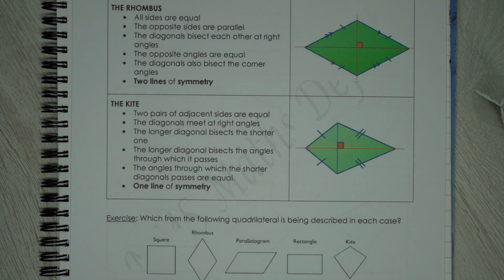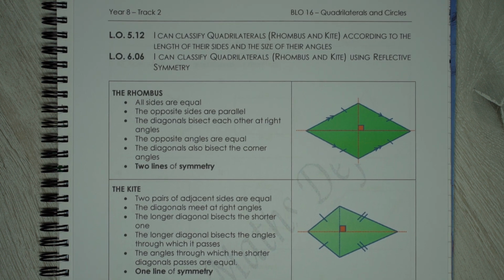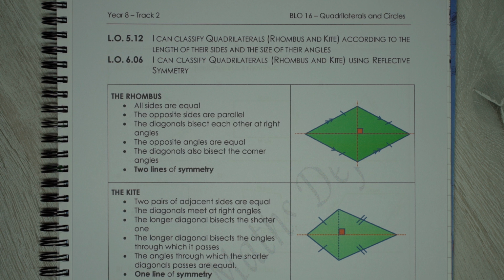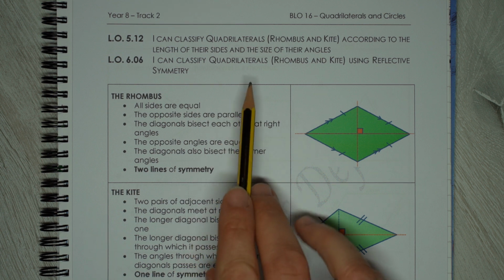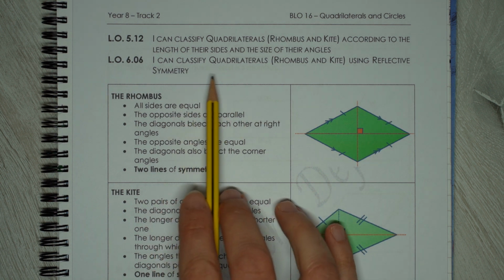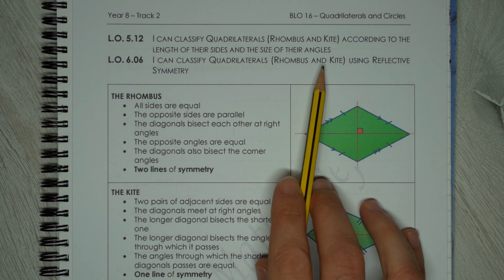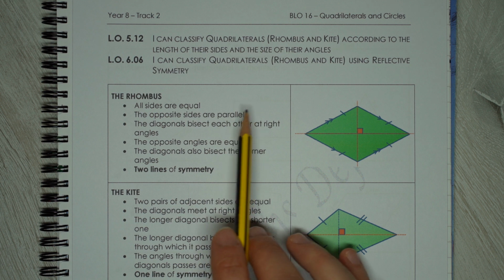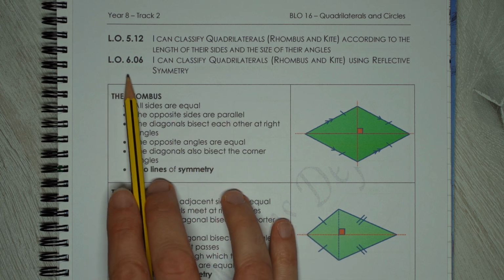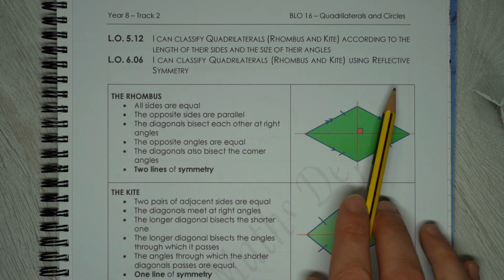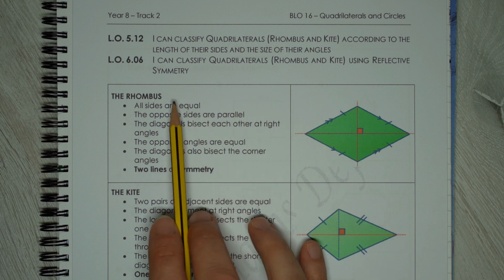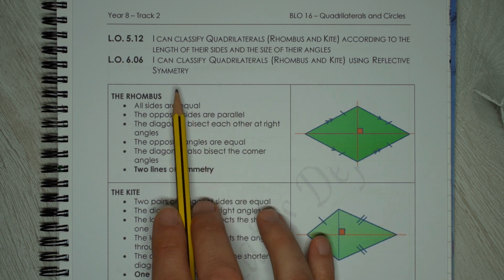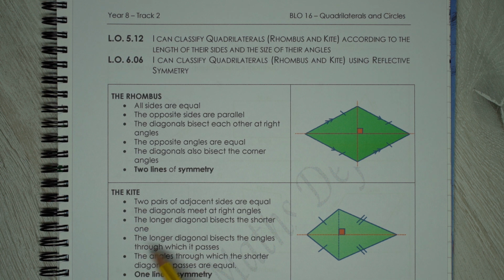The first learning outcome that we're going to cover is 5.12, which is that we can classify quadrilaterals according to the length of their sides and the size of their angles. We are also going to cover LO 6.06, which is the reflective symmetry, which is the line of symmetry.